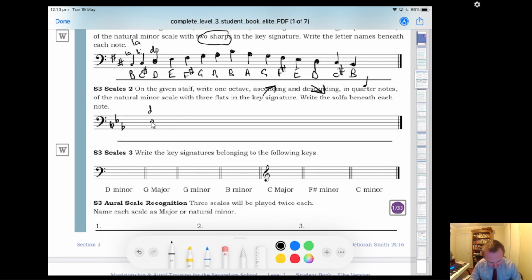So if that's our do, if that's a major scale do, we need to go back 3. Do, ti, la. And we can do that like this. Try it again. And there we go. And we find that that scale commences on C. So the natural minor we are writing here is C natural minor.